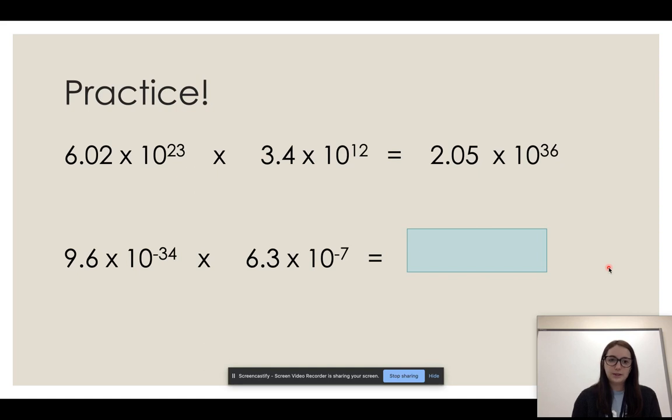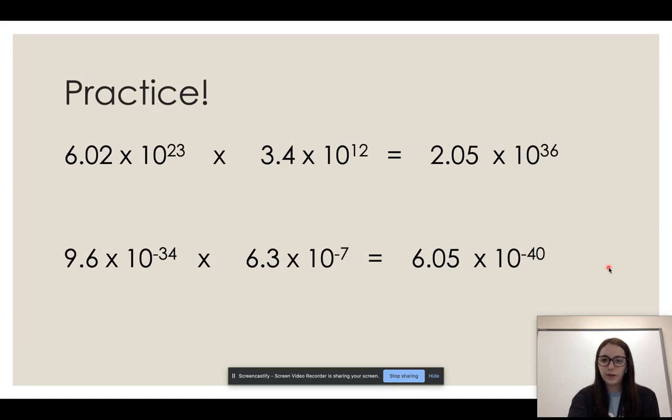Next is 9.6 times 10 to the -34. Remember, you're going to use your change sign in your calculator, and it's multiplied by 6.3 times 10 to the -7. You should get 6.05 times 10 to the -40 in your calculator. Again, you're rounding to 2 decimal places here. We got 6.048, so I can round my 4 up to 5.